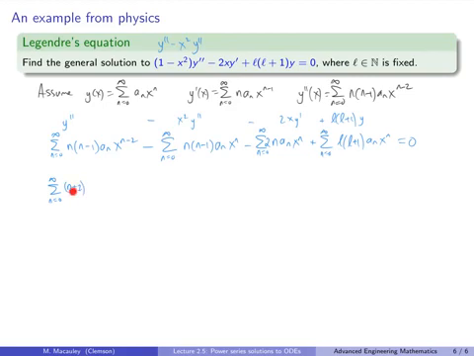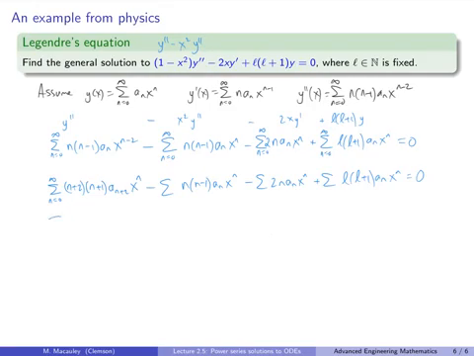So this n becomes n plus 2. This n minus 1 becomes n plus 1. This a_n becomes a_(n+2), and this x to the n minus 2 becomes x to the n. Okay? And then minus n(n minus 1) a_n x^n, minus 2n a_n x^n, plus l(l plus 1) a_n x^n equals 0. I'm not going to write these indices because they're the same for all of them.